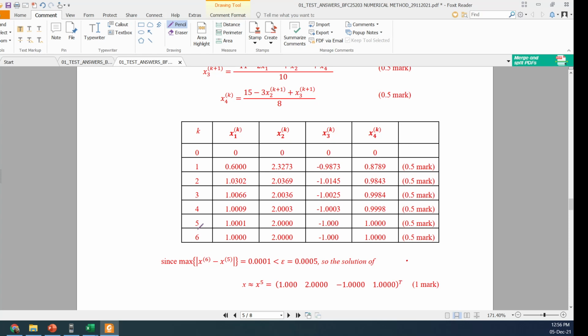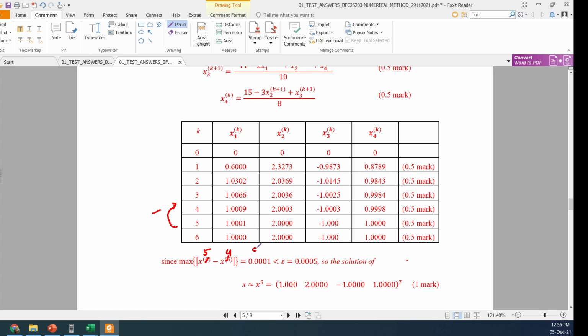Okay, and those who stop at step 5 will be deducted maybe half or 1 mark. I forgot already, because if you stop at step number 5 and deduct x5 from x4, you have 4 values. The first value is 0.008.